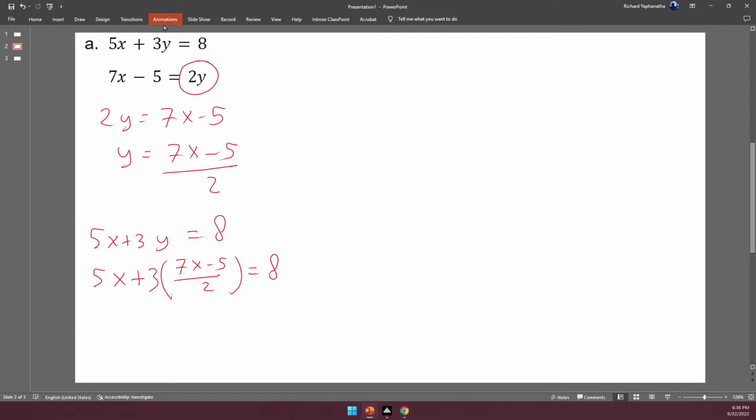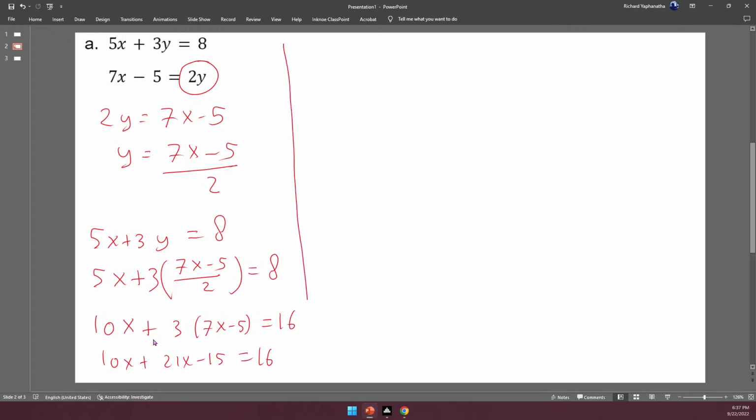Or to make it simple, we want to get rid of the half by multiplying all by 2. It will be 10x here plus 3 open bracket 7x minus 5 equal to 16. Why? Because all of this is multiplied by 2. So 5 multiplied by 2 becomes 10. This one, at first it has the over 2, multiplied by 2, so they cancel each other. 8 multiplied by 2 becomes 16. And after that, we want to open up everything: 10x plus 21x minus 15 equal to 16.